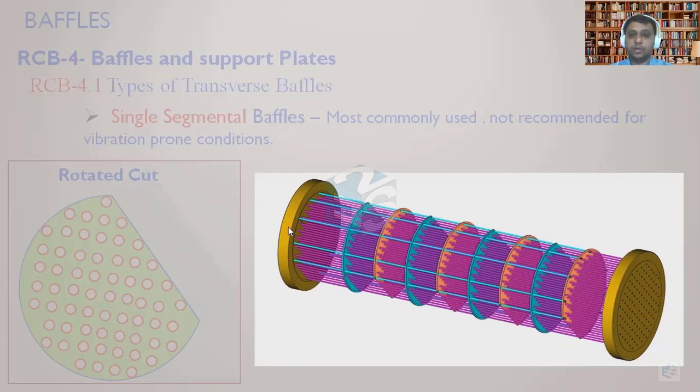Depending upon your process requirement and the way it is mentioned in the process data sheet or in your thermal calculation sheet, we have to follow the percentage cut, whether it is single segmental, horizontal, vertical, or rotated.